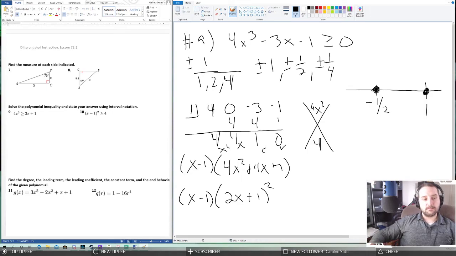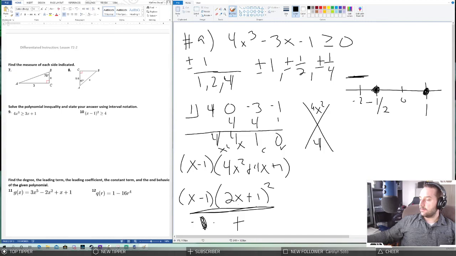Now I just need to test. And we can take these values and just do positive or negative and compare it to these. So for example, if I picked negative 2, that gives me negative 3 times negative 2. It doesn't matter because it's squared, so it's going to be positive. So negative and a positive is a negative. Then 0 minus 1 is a negative. And then if I plug in 0, it doesn't matter, it's always going to come out positive. So negative times positive is a negative.